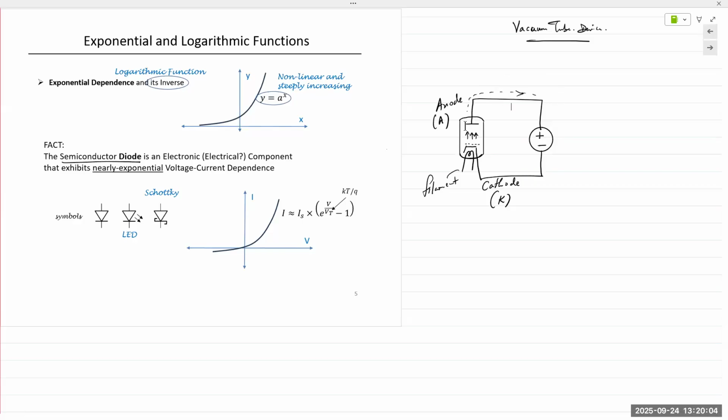Now, conventional electric current flow, we always say is the opposite of the flow of electrons. If the electrons are moving from left to right, we say current is moving from right to left. So in this case, the electrons are moving in that direction. The current is said to be moving in that direction. Okay, so there is current flowing in the circuit in a counterclockwise direction.